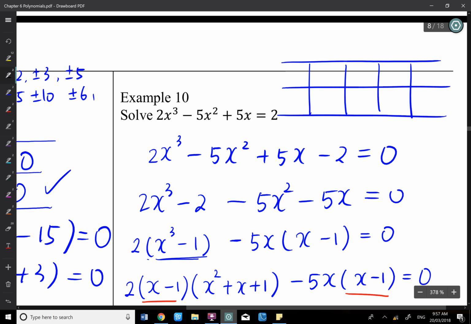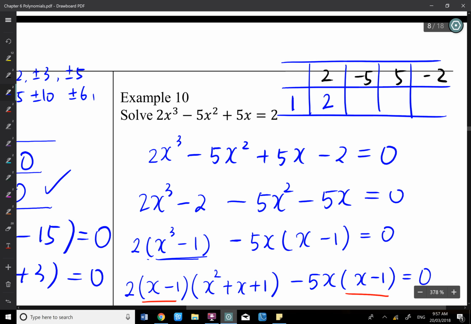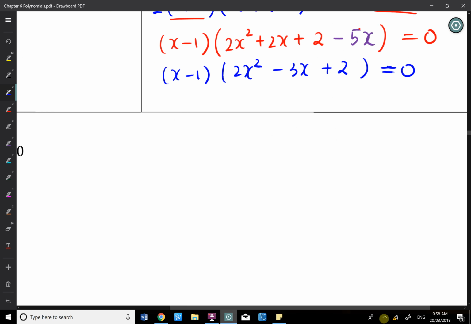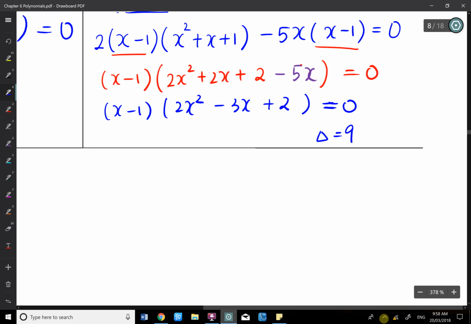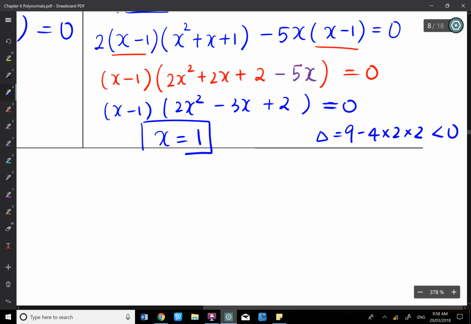Well, we have coefficients 2, minus 5, 5, and minus 2. And the value I want to try is 1. Put 2 here, minus 3, 2, 2, 0. Okay, so 2, minus 3 and 2. It works. So it should be this as well. And I can see the discriminant for this one is 9 minus 4 times 2 times 2, which is less than 0. So I can't factorize. Therefore, I only have one answer, which is x equals 1.